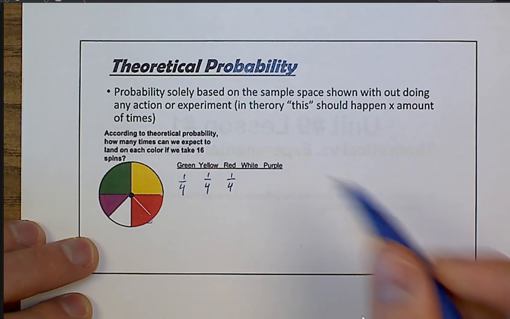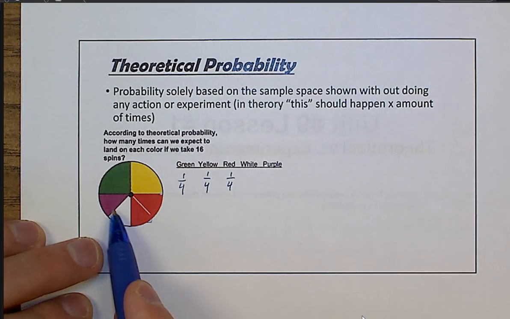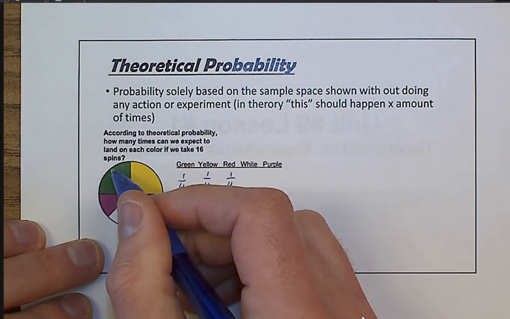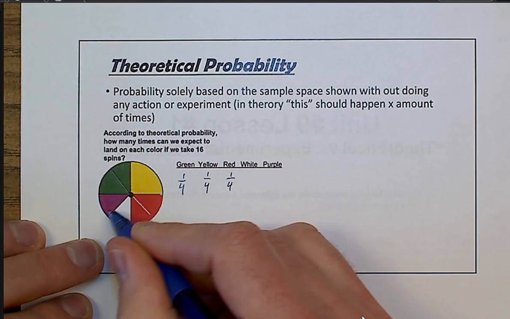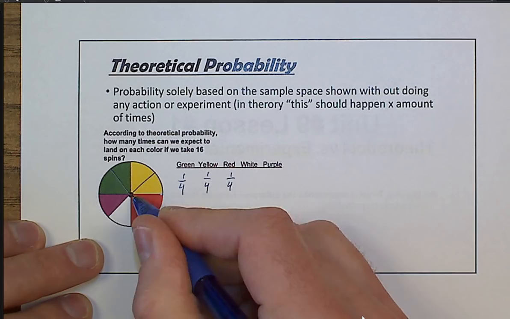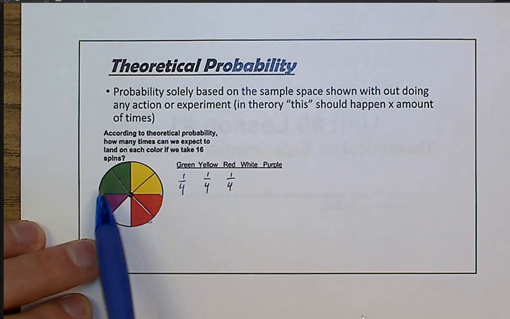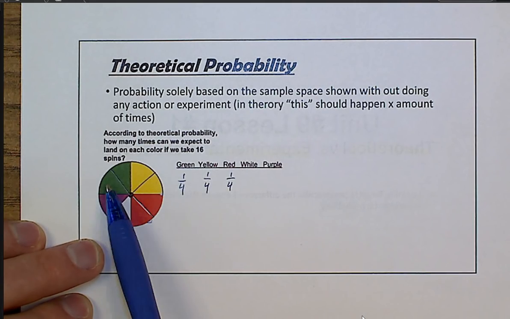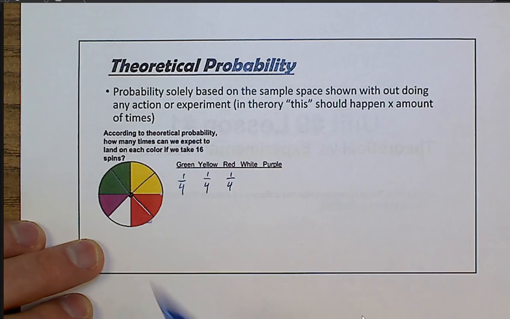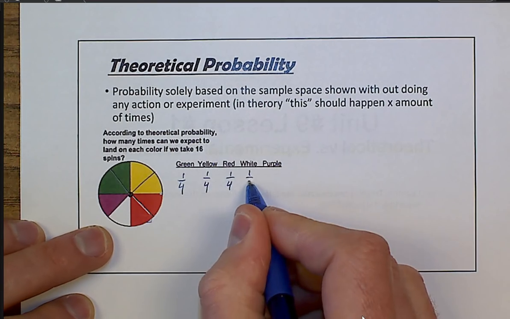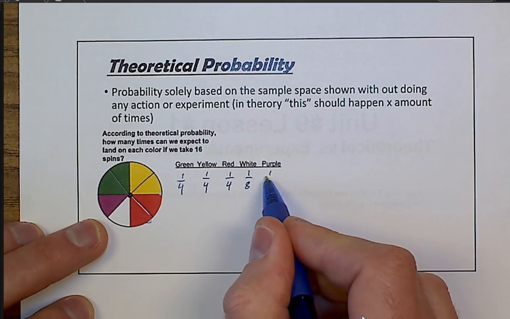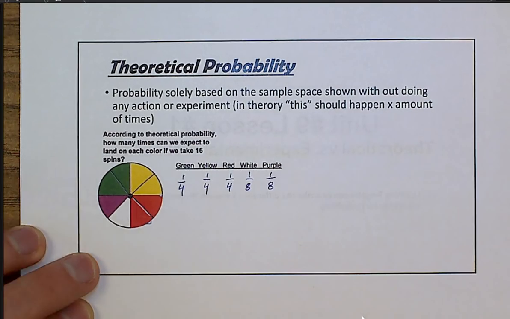Now white and purple, those have been cut up. That fourth has been cut up. So if you were to cut up the rest of these, just like you did with the purple and white, how many total possibilities would you have? You'd have 1, 2, 3, 4, 5, 6, 7, 8. So white would be 1/8. Purple would also be 1/8. If you spun the spinner one time, that would be your probability.